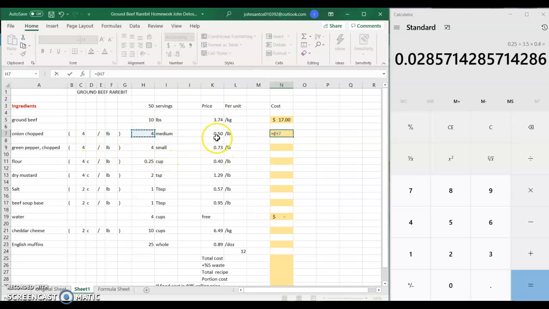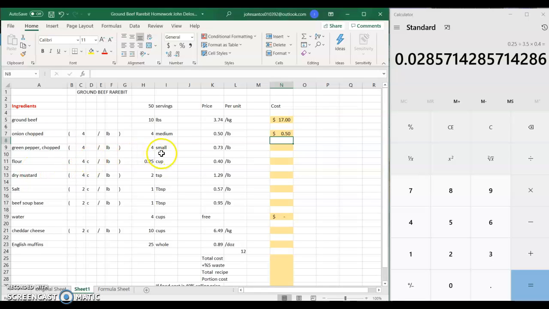So that will be 4 divided by 4 per pound, close parenthesis, multiplied by the price per pound. And that will give us 50 cents.